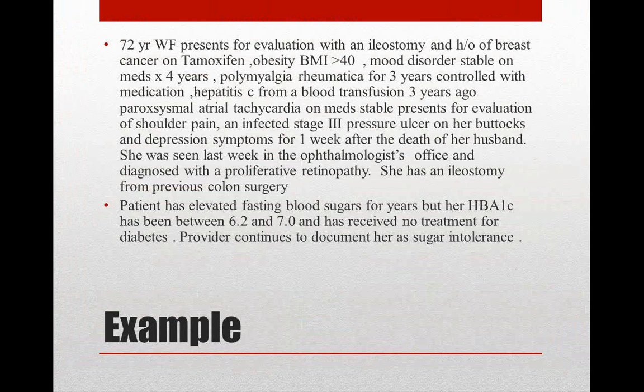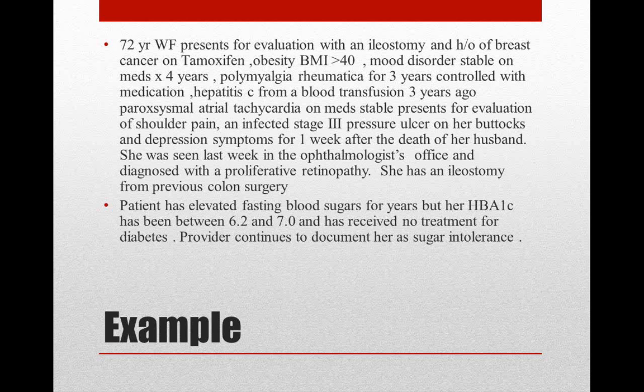Another example, a 72-year-old white female for evaluation has an ileostomy, a history of breast cancer, on tamoxifen, obesity. She's more in a BMI of more than 40. She has a mood disorder. She's been stable on meds for 4 years. Polymyalgia rheumatica for 3 years, controlled with medications. Hepatitis C from a blood transfusion 3 years ago.